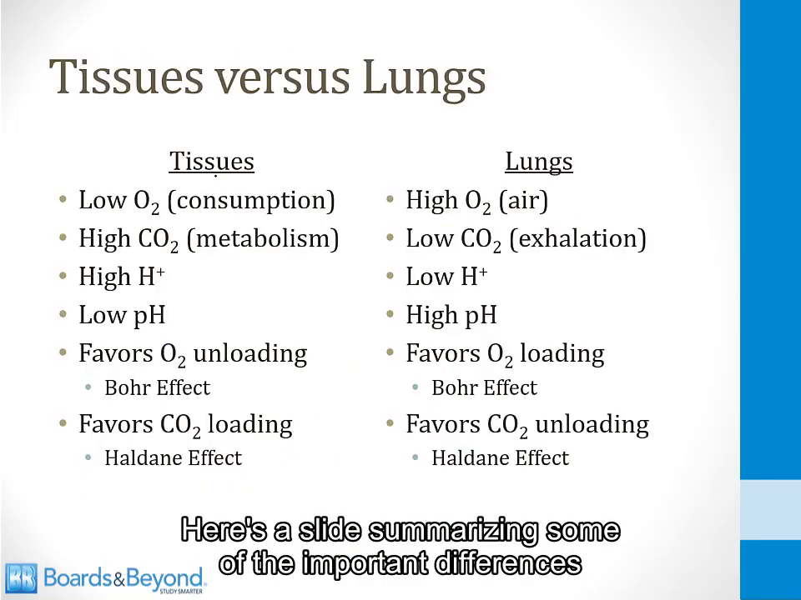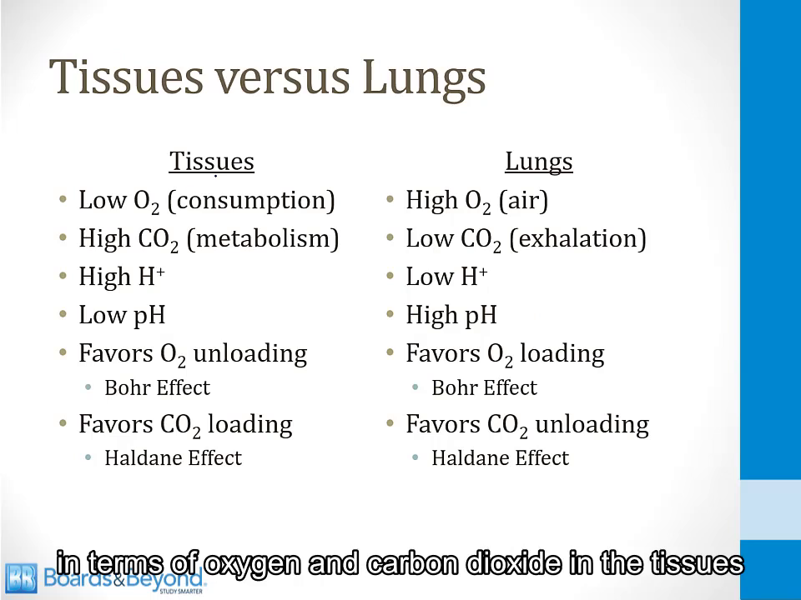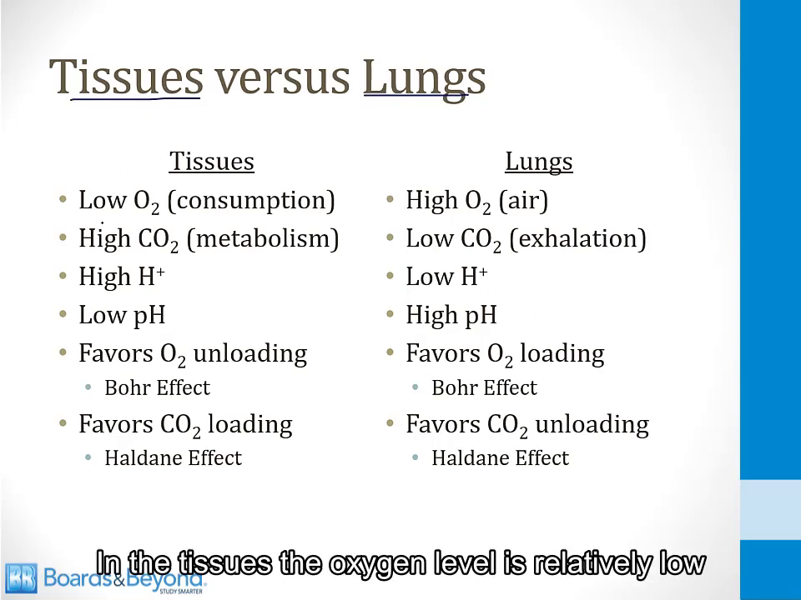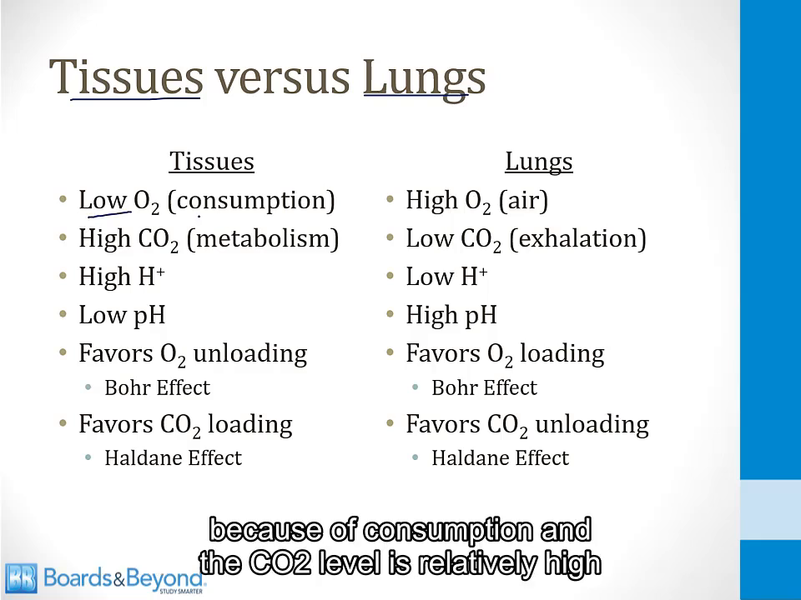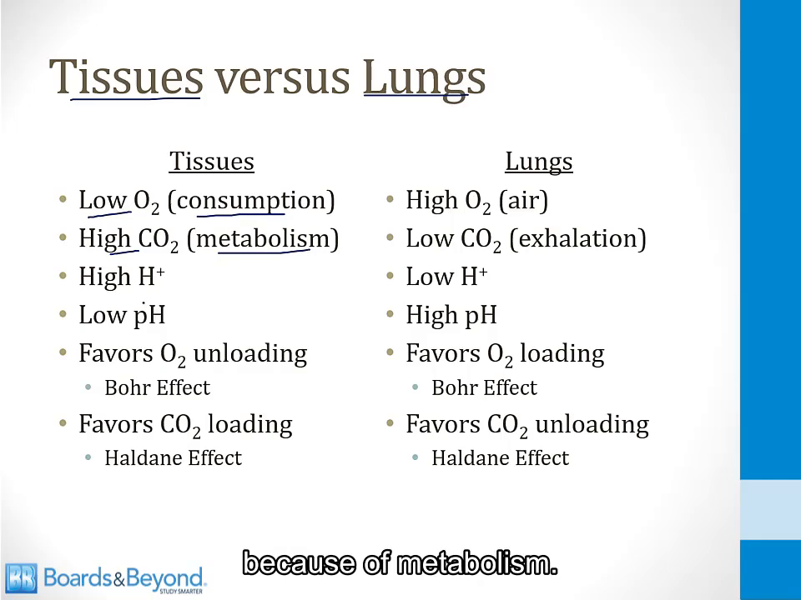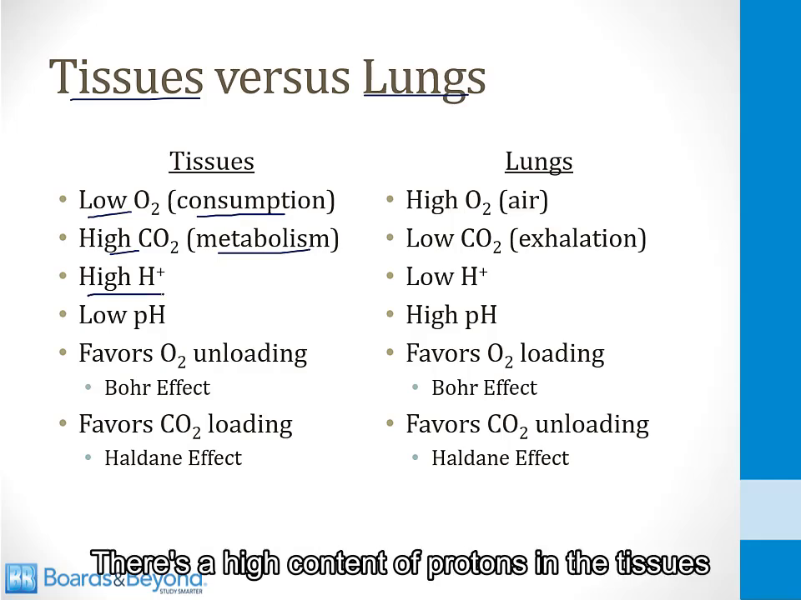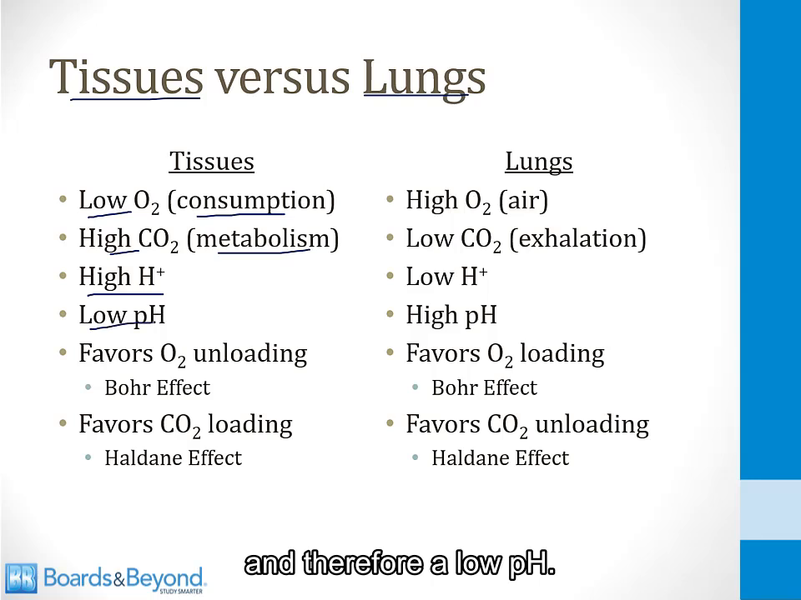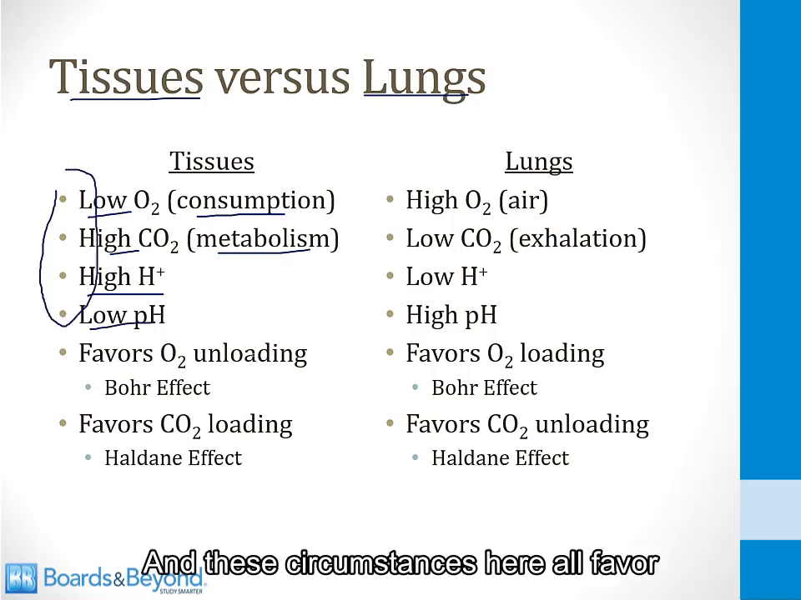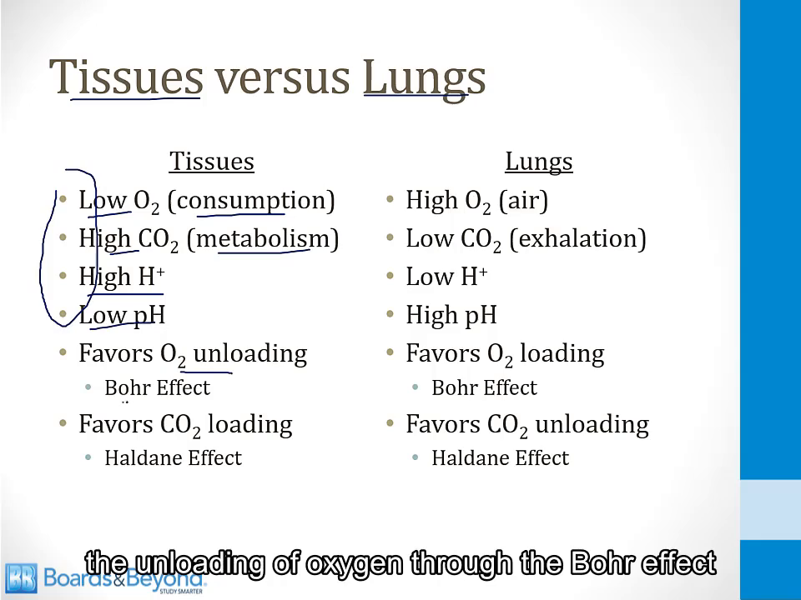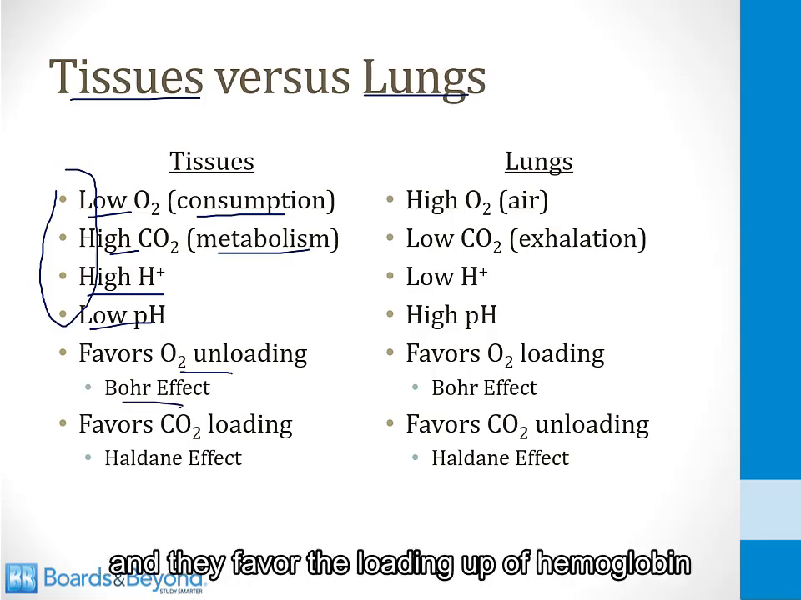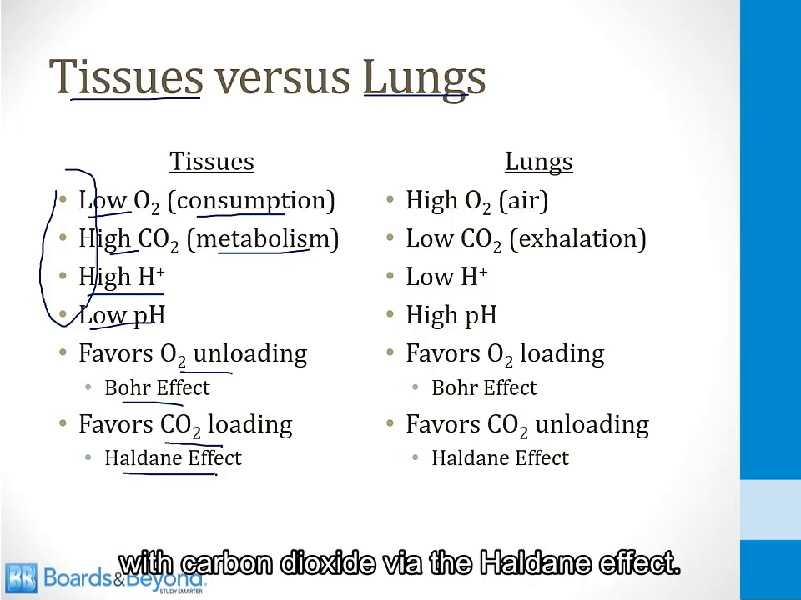Here's a slide summarizing some of the important differences in terms of oxygen and carbon dioxide in the tissues versus the lungs. In the tissues, the oxygen level is relatively low because of consumption, and the CO2 level is relatively high because of metabolism. There's a high content of protons in the tissues and therefore a low pH. And these circumstances here all favor the unloading of oxygen through the Bohr effect, and they favor the loading up of hemoglobin with carbon dioxide via the Haldane effect.